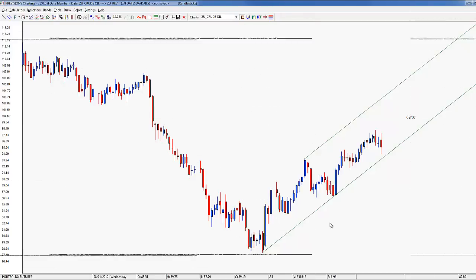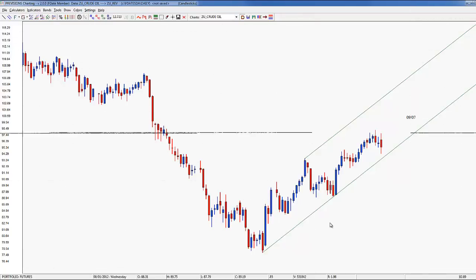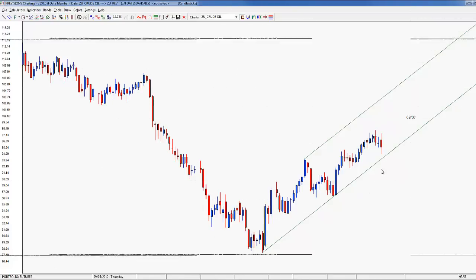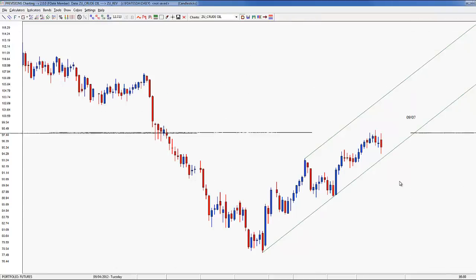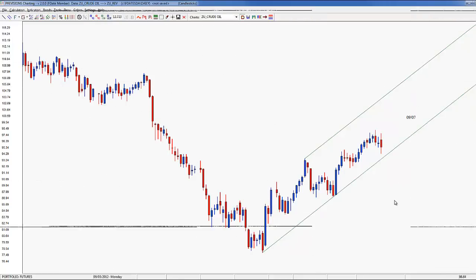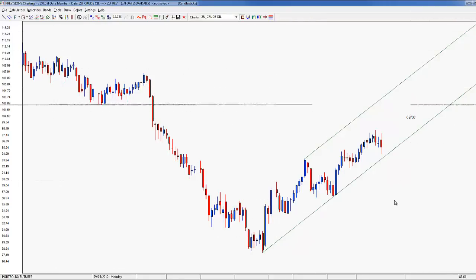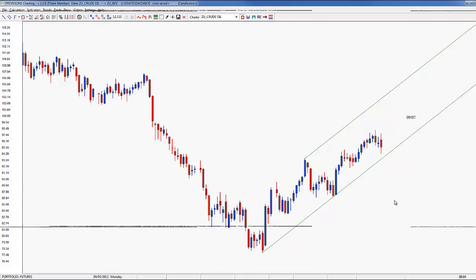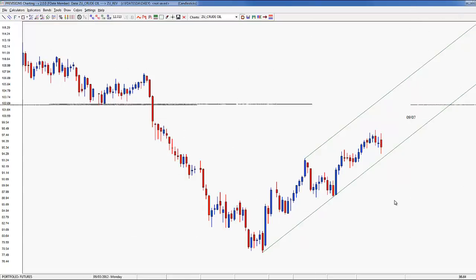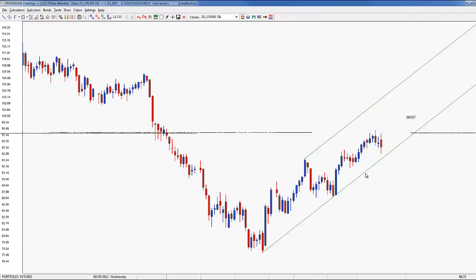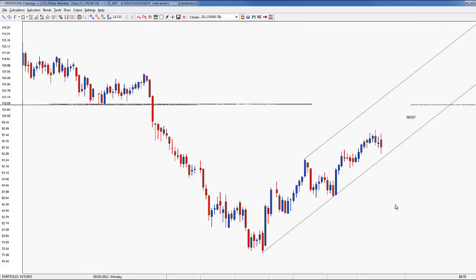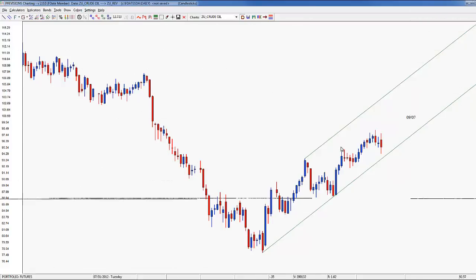No indicators, nothing. We can easily see which direction the market is going. Once prices start to trade below this channel, then we can start to look at it like, okay, we're no longer up, we're moving down. Okay, and when that happens, that's when you can start changing your bias. But until then, it's simple.